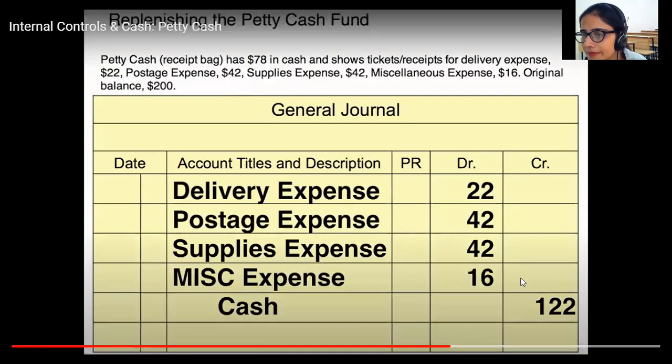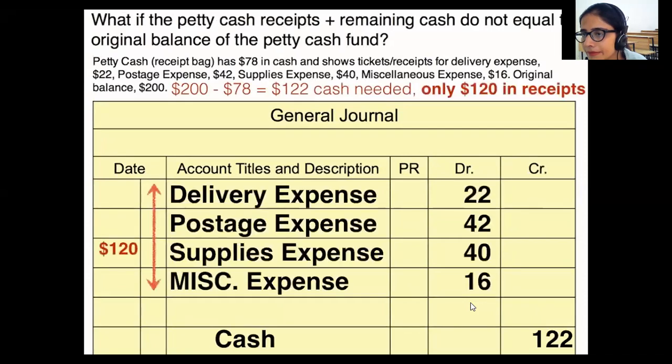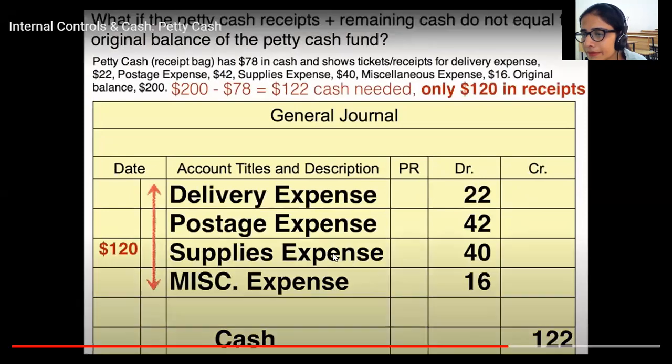It's an imprest system. But what happens if the cash receipts in the bag don't match the cash that's missing? Then what do we do? Well, here we have a different little scenario. We still have $78 in cash, and we're supposed to have $200, and then we have our expenses. So it's the same scenario. We still know we're going to have to credit cash for $122. That's how much we need to put back in our bag. However, when we look at the expenses, they only add up to $120. So we actually need a debit of $2 to make this journal entry balance.